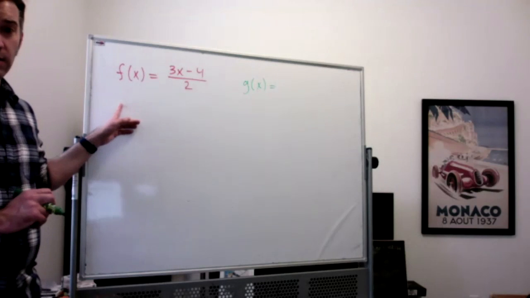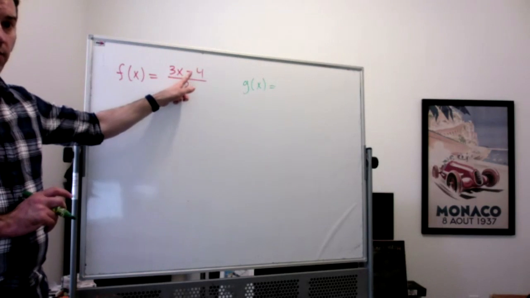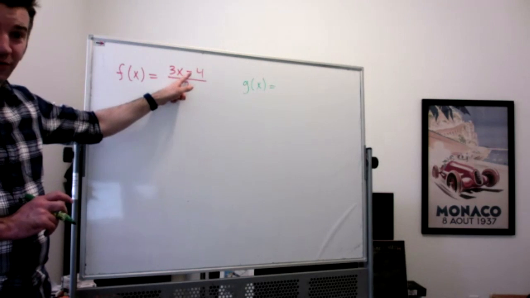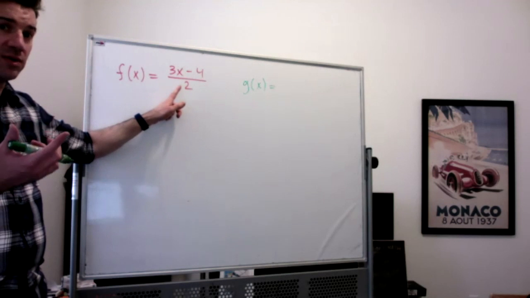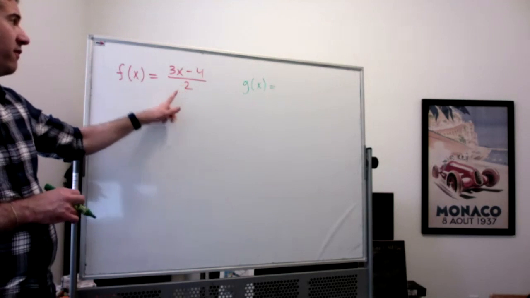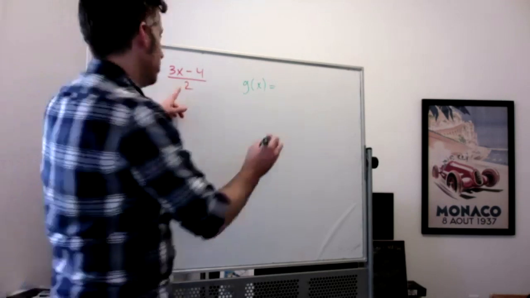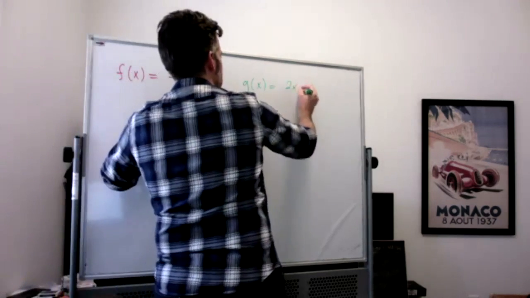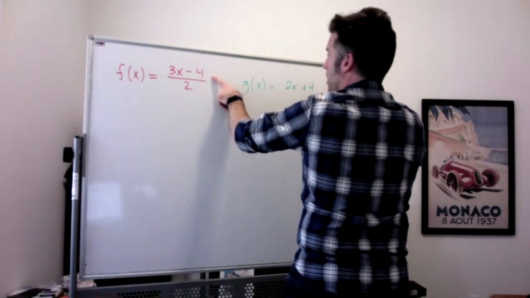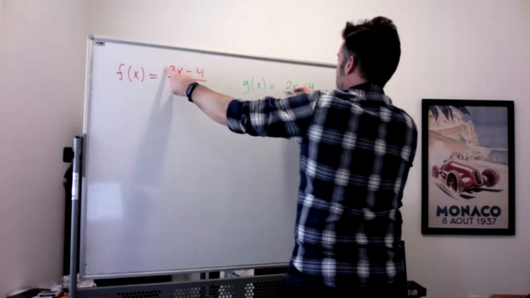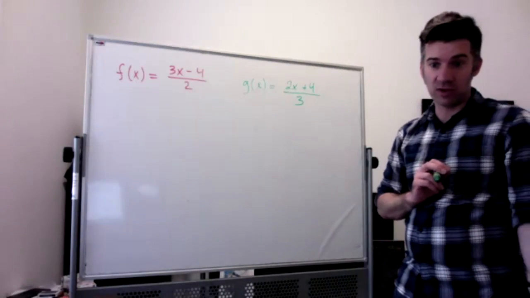So here's what f does. f takes x, first multiplies by 3, then subtracts 4, then divides by 2. To do the inverse, I'm going to undo all those things in the reverse order. So instead of first multiplying by 3 and then subtracting 4 and then dividing by 2, I'm going to undo dividing by 2, so I'm going to multiply by 2. I'm going to undo subtracting 4, so I'm going to add 4. I'm going to undo multiplying by 3 by dividing by 3. And that is the inverse function.